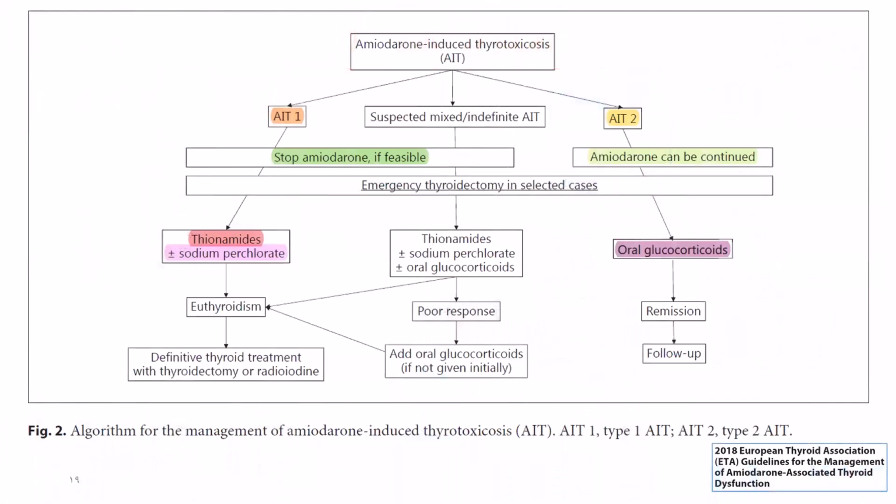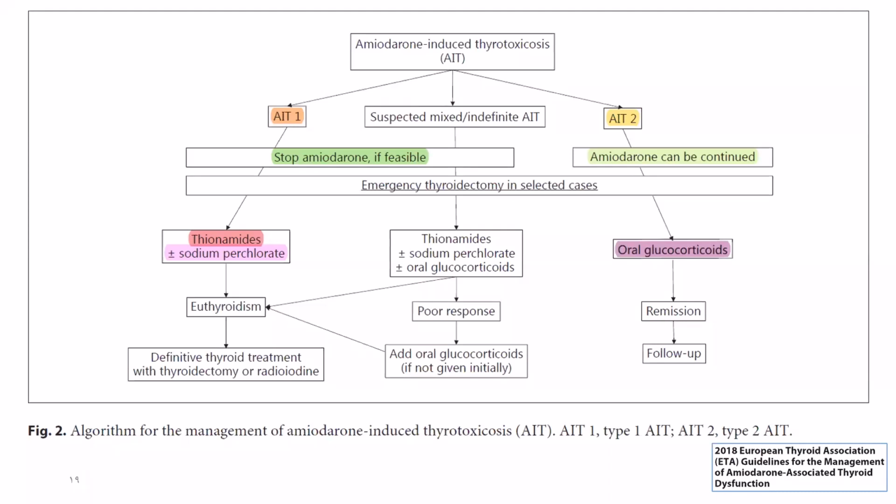And this is how to treat amiodarone-induced thyrotoxicosis from the guidelines. Actually, in the next session, inshallah, next Friday, I will cover the most important guidelines, and I will cover the amiodarone-induced thyrotoxicosis guidelines published in 2018. And the most important in amiodarone-induced thyrotoxicosis type 1: stop amiodarone if feasible.